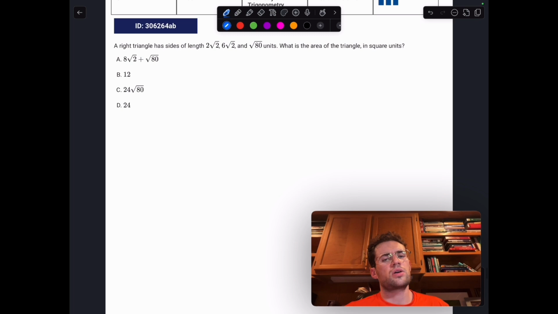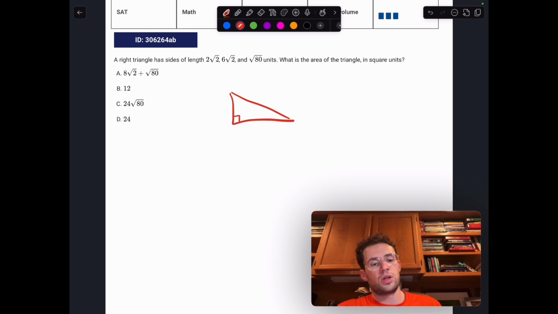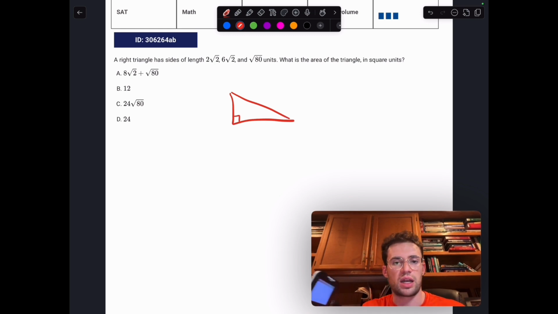A right triangle has sides of length 2 root 2, 6 root 2, and square root of 80. What is the area of the triangle in square units? So it's a right triangle. We know the longest side is going to be the hypotenuse. If you want, you could type all of these radicals in. Now we know 6 root 2 is bigger than 2 root 2, so you could just type in 6 root 2 in your calculator.